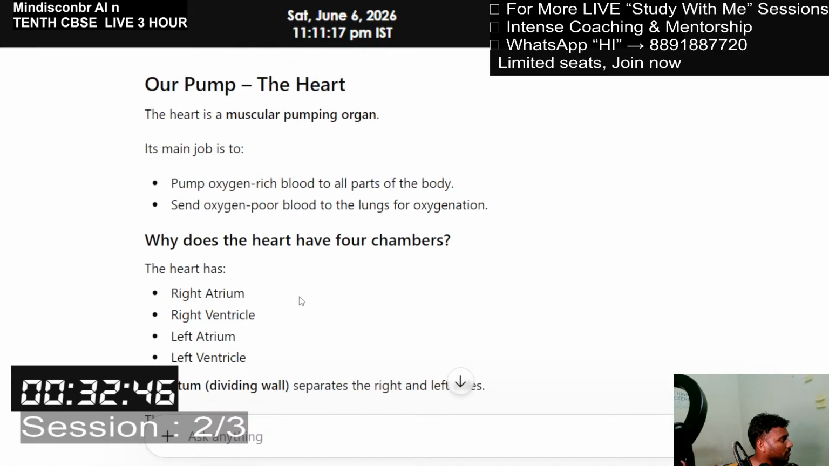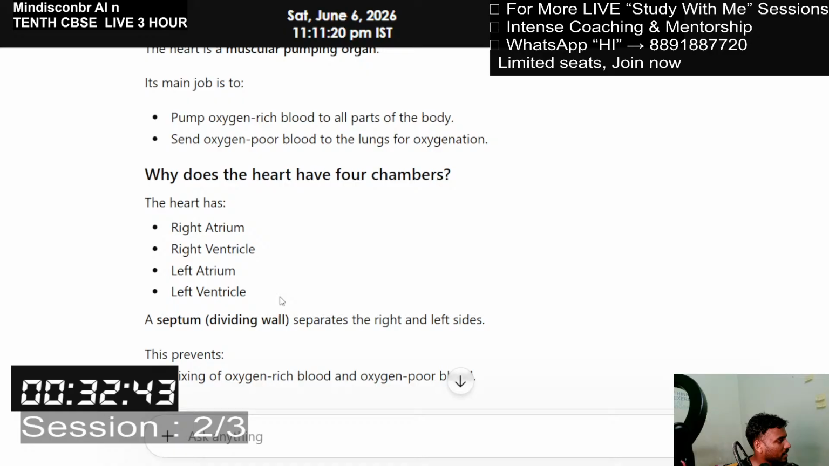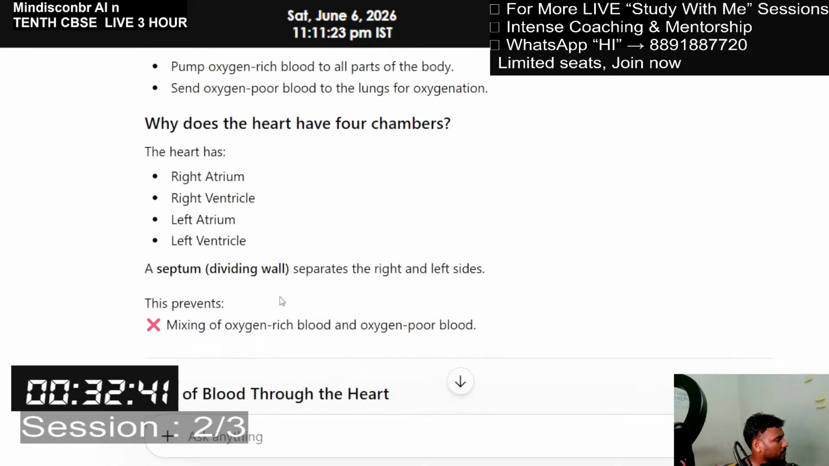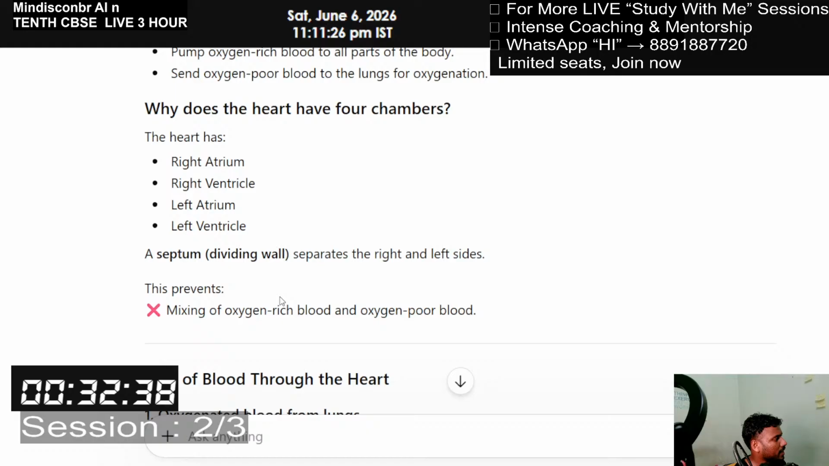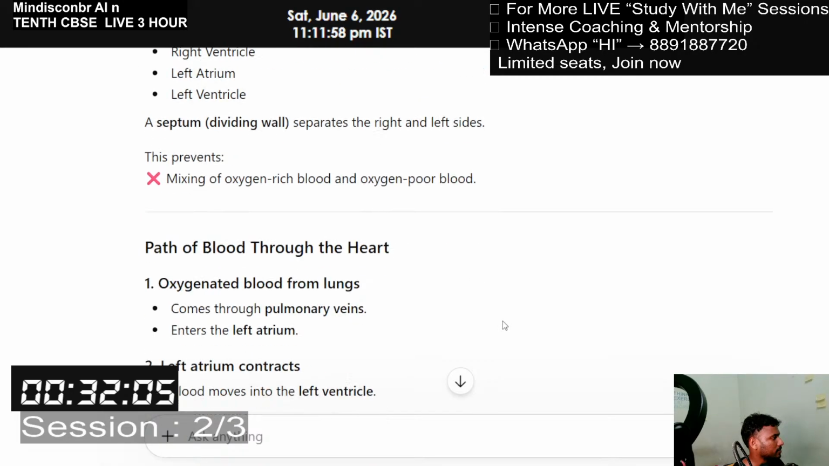Why does the heart have four chambers? The heart has a right atrium, right ventricle, left atrium, left ventricle, and a septum or dividing wall that separates the right and left sides. This prevents mixing of oxygen-rich blood and oxygen-poor blood, that means oxygenated and deoxygenated blood.